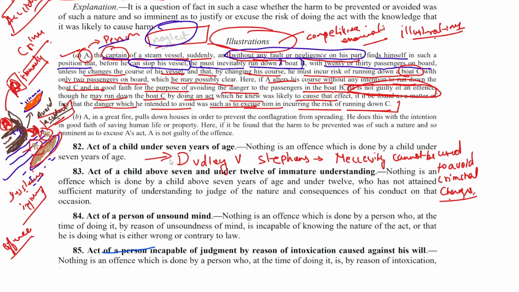So there was a ship that was carrying 4 people, and on that ship there was Dudley and there was Stephens. They went to the high sea, and there were four passengers, one being Dudley, second being Stephens, and then there was a third person who was the cleaner, and one other person, a boy, who was doing the cleaning of the ship.